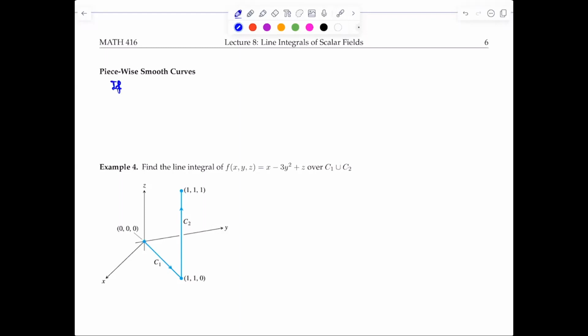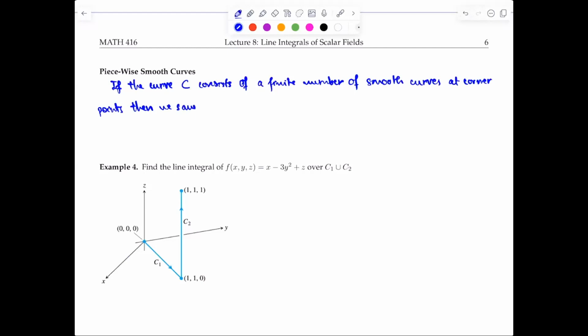If the curve C consists of a finite number of smooth curves at corner points, then we say that C is a piecewise smooth curve.